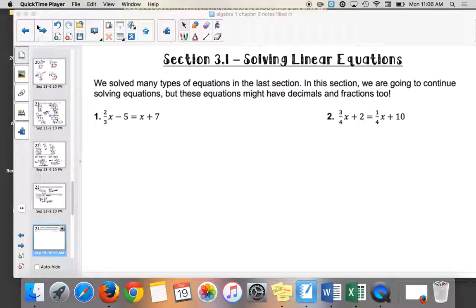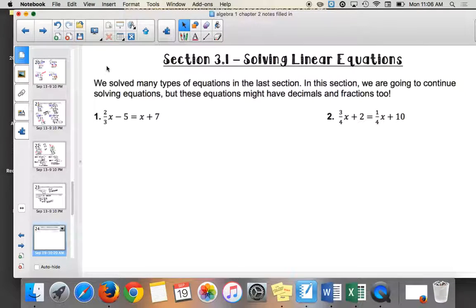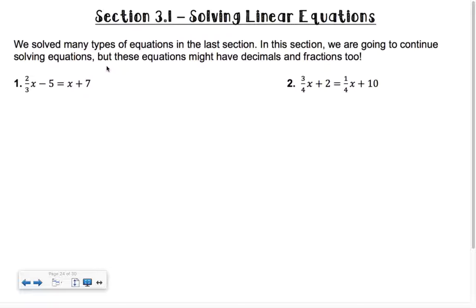One is on solving linear equations. So this is extending what we already talked about. We had done some linear equations similar to this last time. If you have 2/3 x minus 5 equals x plus 7, we want to get all of the things that have x on one side, all the things that are just numbers on the other side.